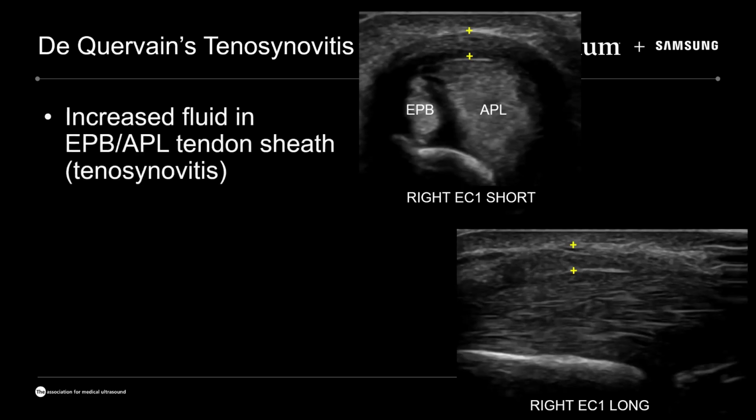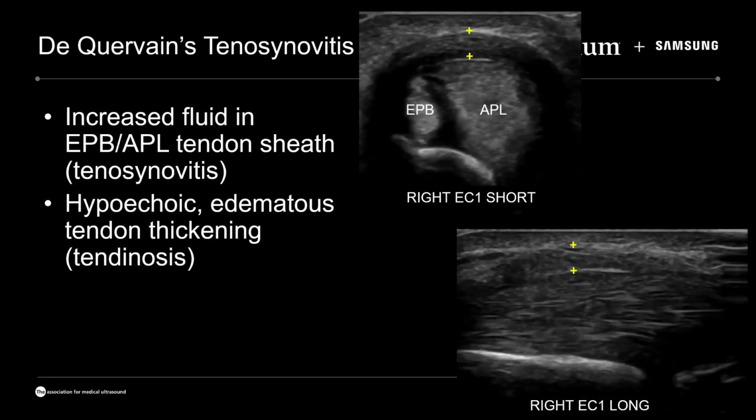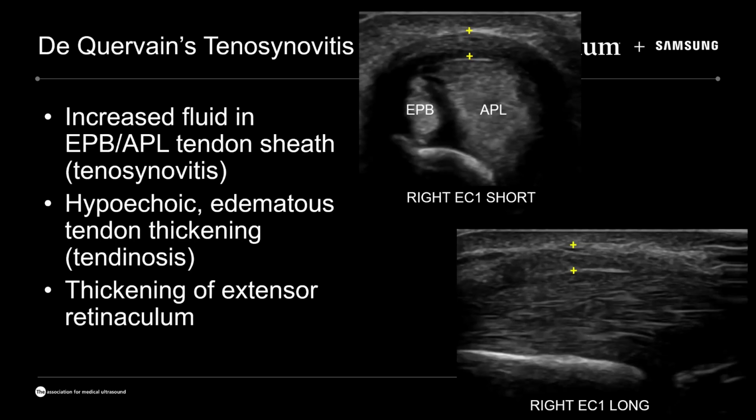And so what we look for in ultrasound is increased fluid in that tendon sheath. And when we have fluid expansion in the tendon sheath, that tells us there's some form of tenosynovitis. Also, the tendons may become hypoechoic and thicken due to edema. That indicates tendinosis. And almost invariably, we have this thickening of the extensor retinaculum.